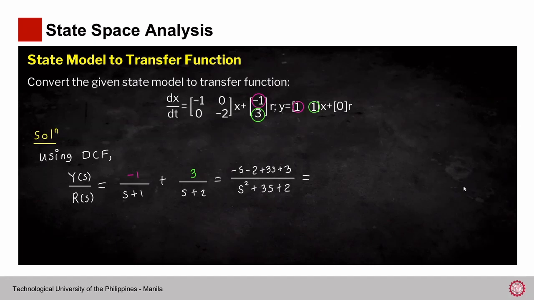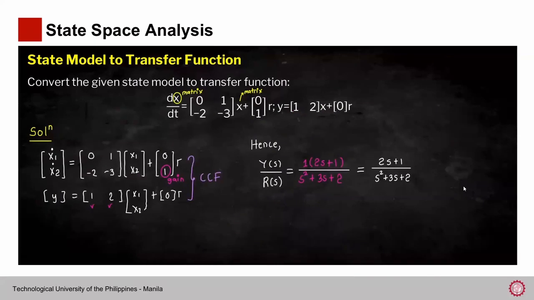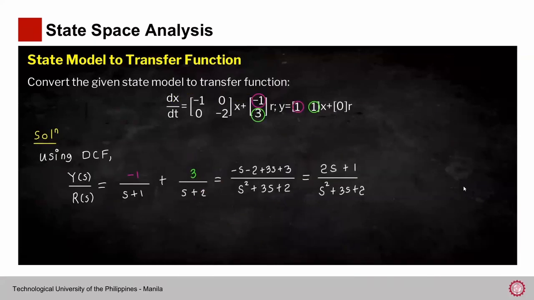So actually, guys, no? Tingnan nyo. Ito ay what? Di ba? 3s minus 2s, that is 2s. Okay, we have -2 plus 3, so plus 1. Okay, upon, guys? S square plus 3s plus 2. So kita nyo, guys? It's the same, right? So yun yung nakuha natin kanina. So different state models, right? Pero same transfer function. Okay, no? So nakuha din natin siya, na-solve din natin using the diagonal canonical form.